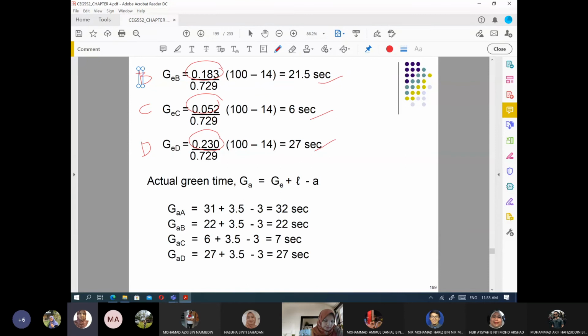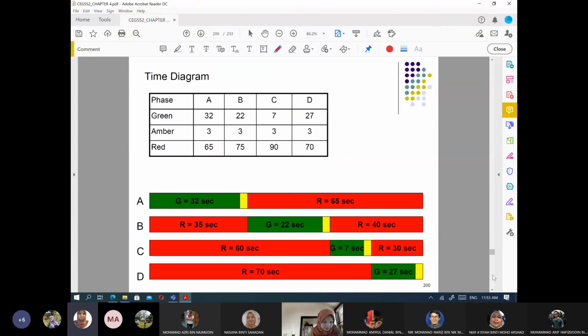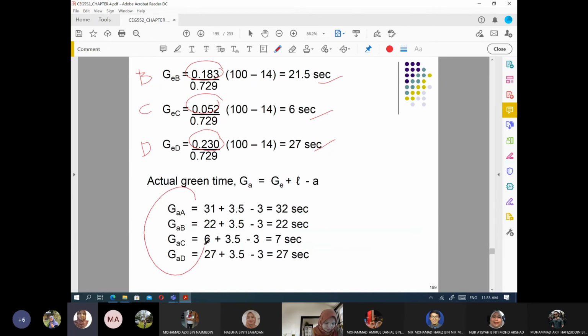Okay. And finally, then only you can find your actual green time. This is the actual green time ataupun the controller green time. You akan ambil value daripada effective green time tadi, campur dengan this is your amber, this is your lost time. This is the equation here. Effective green time campur lost time tolak dengan amber. So dapat satu value yang baru untuk setiap fasa. Ni pun fasa A, B, C, D.